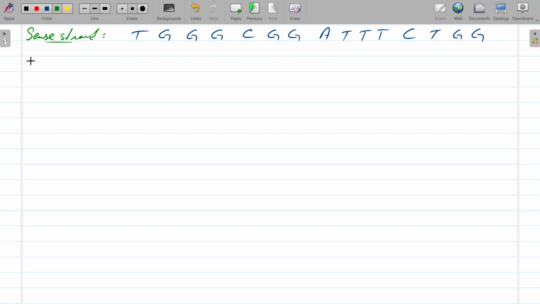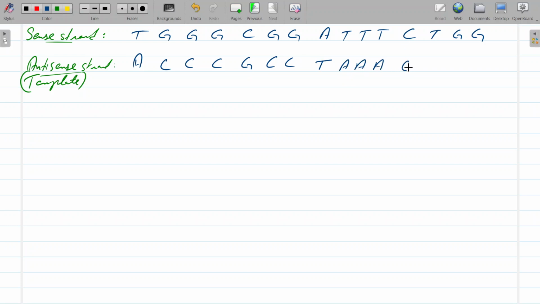What are you going to have on the antisense strand? This becomes the template. So we'll see. What you're going to have is the corresponding: T gives you A, and then C, C, C, G, C, C, and then T, A, A, A, G, A, C, C. Have I made a mistake anywhere? A, C, C, C, G, C, C, T, A, A, A, G, A, C, C. Okay, so that's what you're getting.